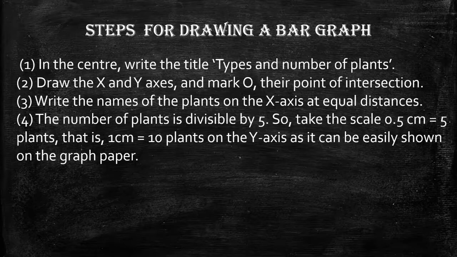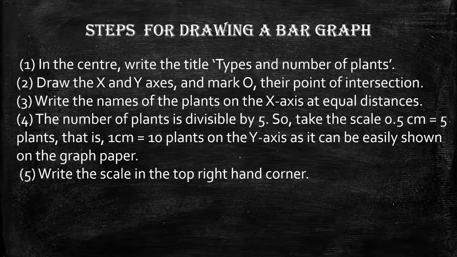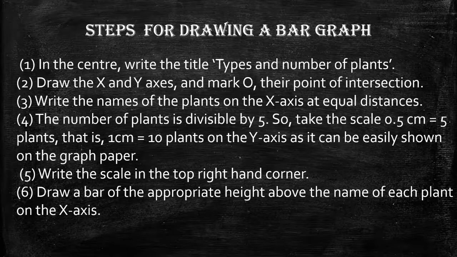The fourth one is, the number of plants is divided by 5. So take the scale of 0.5 centimeter equal to 5 plants, that is 1 centimeter equal to 10 plants on the y-axis, so that it can be easily shown on the graph paper. Then the fifth point is, write the scale in the top right hand corner. Sixth is, draw a bar of the appropriate height above the name of each plant on the x-axis.